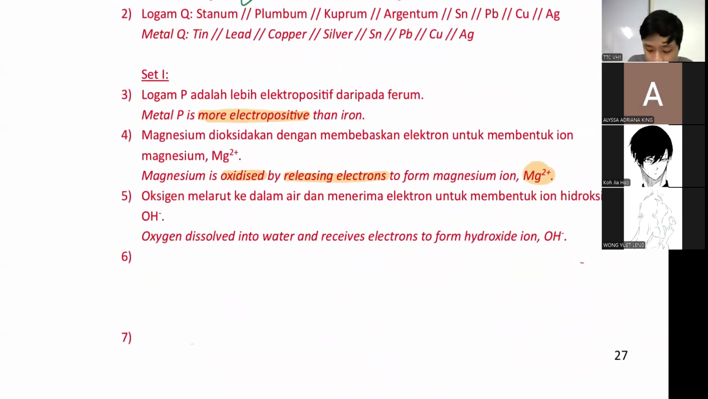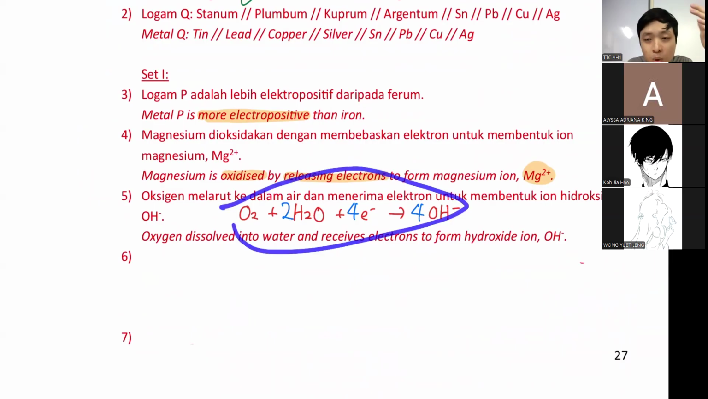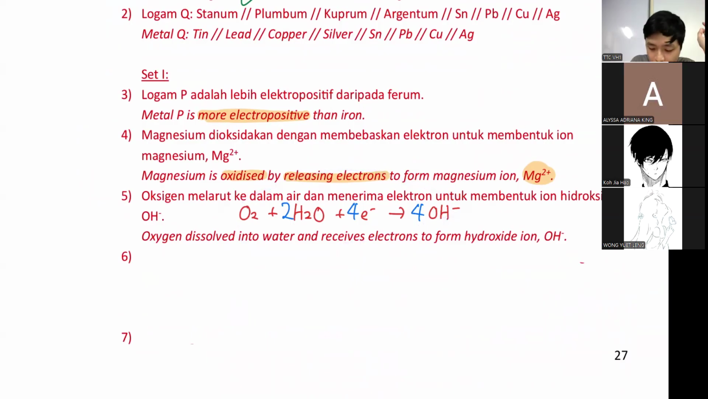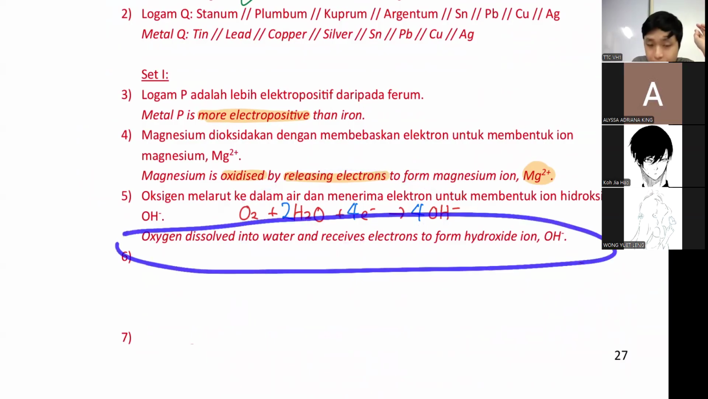Number 5, I show you. Remember, O2 dissolved in water receives electrons to become OH minus. You get 4 OH minus. Balancing 4H, so you multiply by 2, electrons multiply by 4, because you have 4 negative charges. You no need to write it, but just to explain to you. Sometimes they ask you to write, so you have to know this equation.